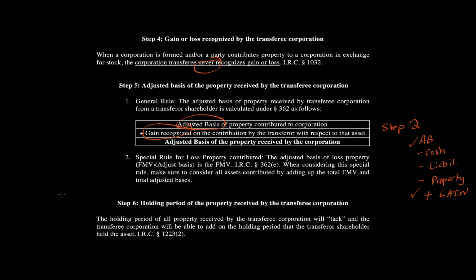Now there's a special rule. We have to consider this special rule. The special rule says that whenever a transferor transfers property and the fair market value of the property is less than the adjusted basis, for this rule, we're not going to carry over the adjusted basis. We're going to simply use the fair market value. The idea here is that there was anti-abuse.